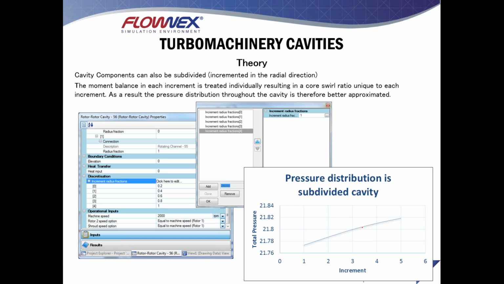That's really neat if you're trying to get some sort of profile, or to look at how a pressure profile or something like that is changing in a cavity. And also it's critical if you have locations where you're extracting flow out of a cavity. If you're looking at where to place that extraction point or inlet point, that's something that can be investigated by discretizing the component as well.